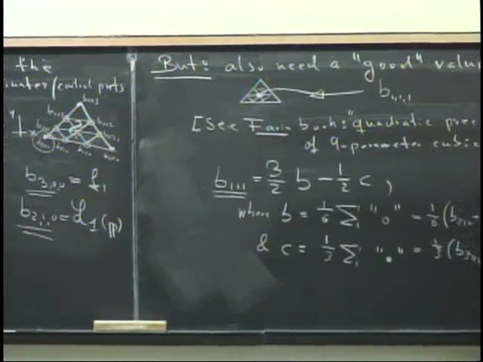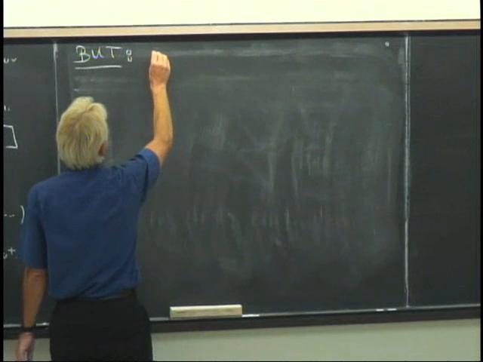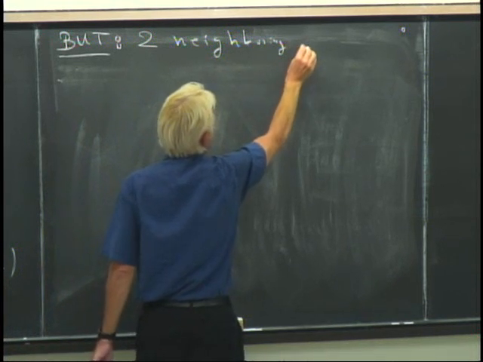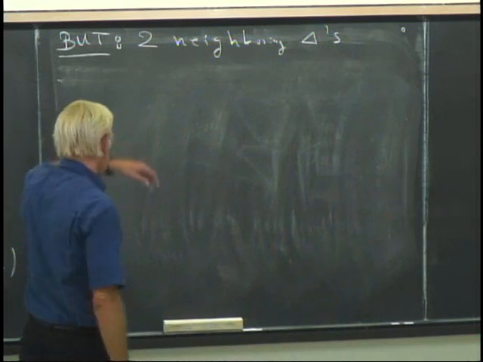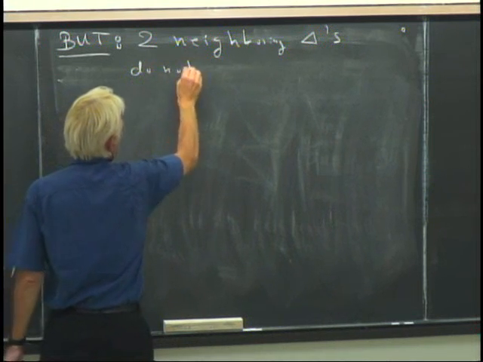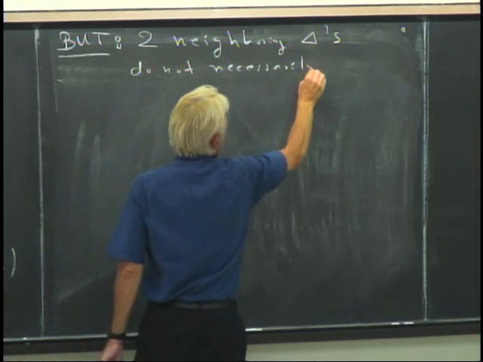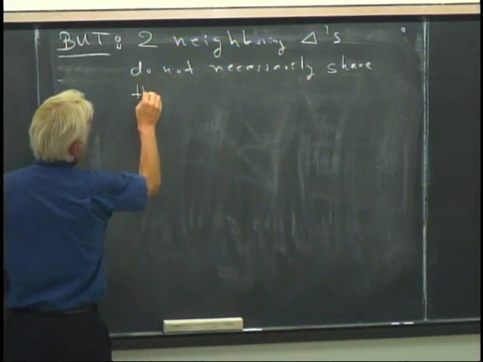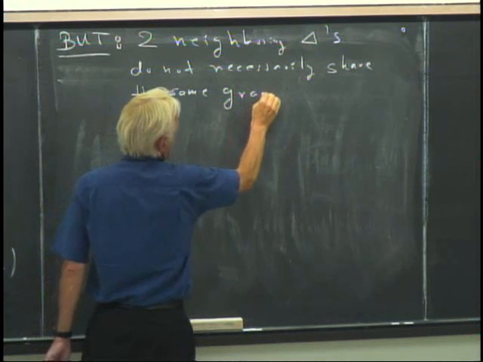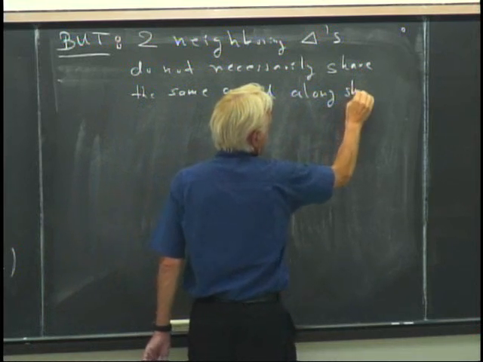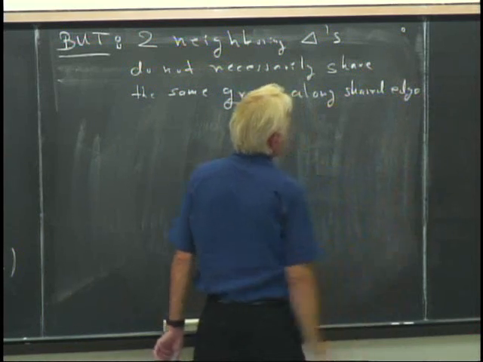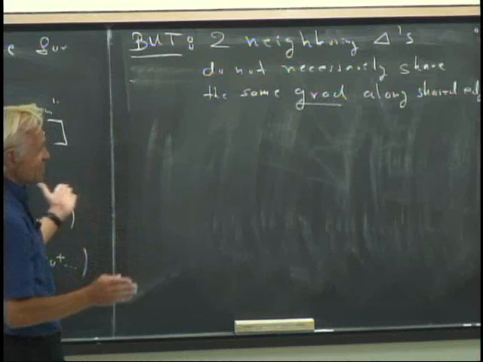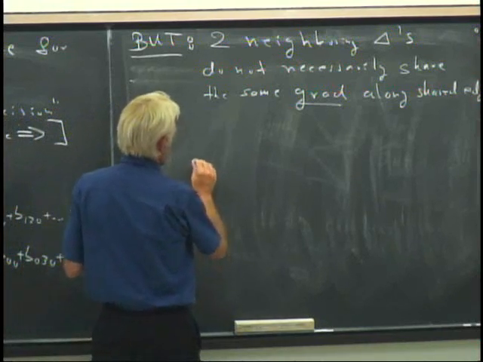But, another but, and this is a big but, two neighboring triangular patches, or just triangles, do not necessarily share the same gradient along the shared edge. So yes, they share the same locus, the same geometry, the same edge itself, as a curve in space, but the normal along that edge is a different one based on whether I'm coming from the left or whether I'm coming from the right. Okay, this is not good.